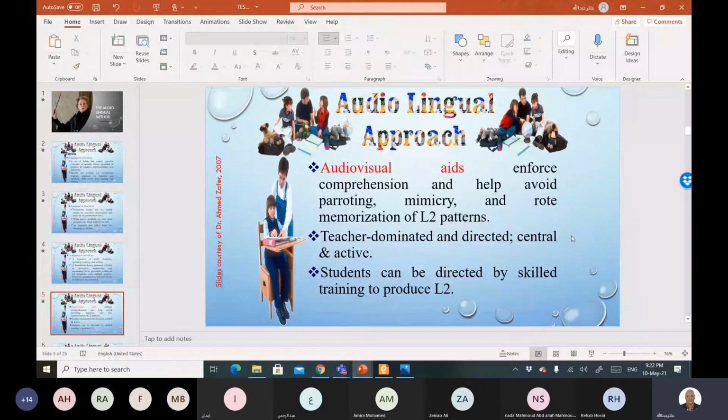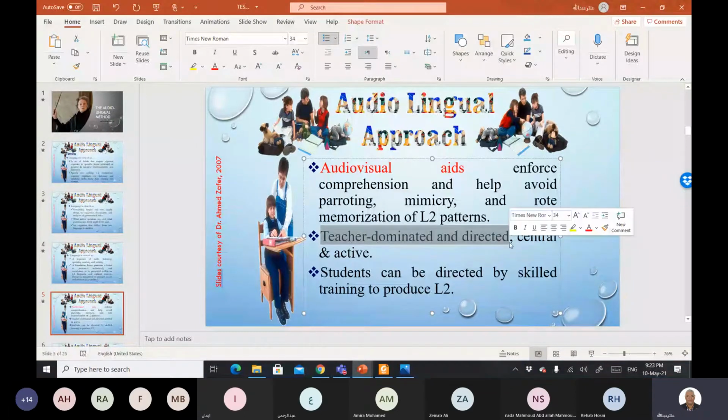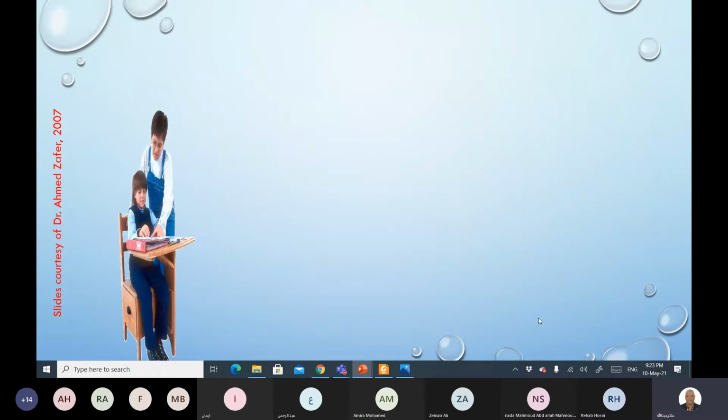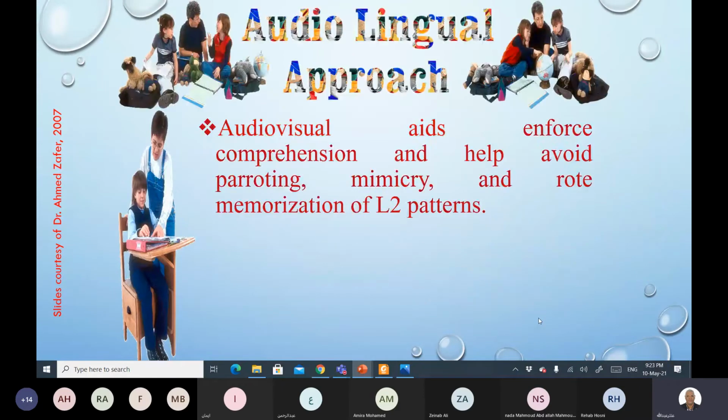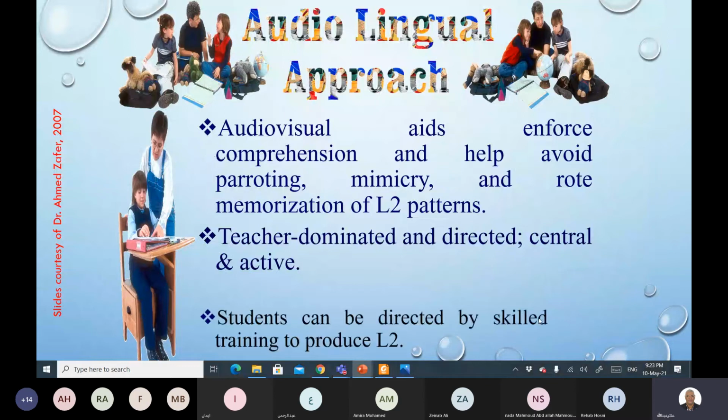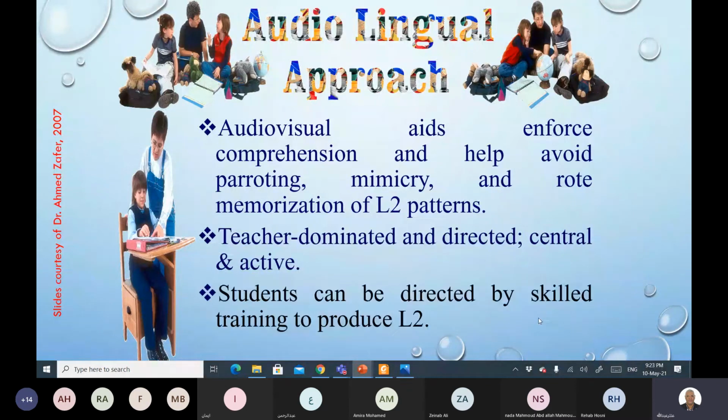The class is teacher dominated. The teacher is directing the students. The teacher is making the activities. The teacher is a model for the students, and the students are just repeating and imitating the teacher. And the teacher is very active. The students are directed by the skill training and by the skill teacher.